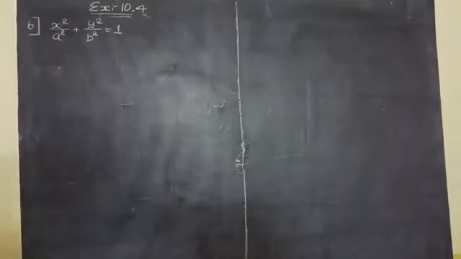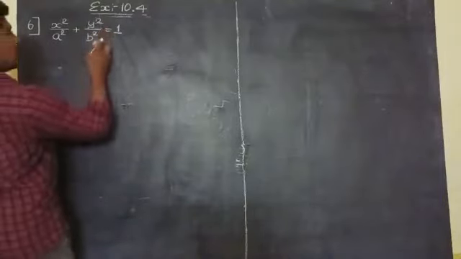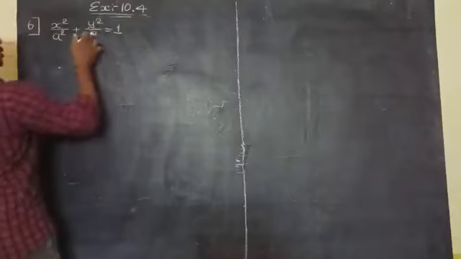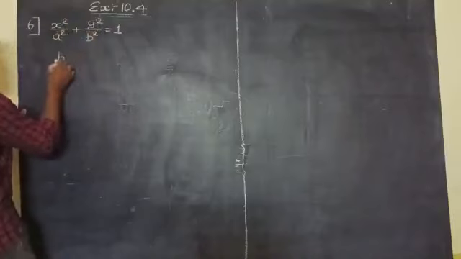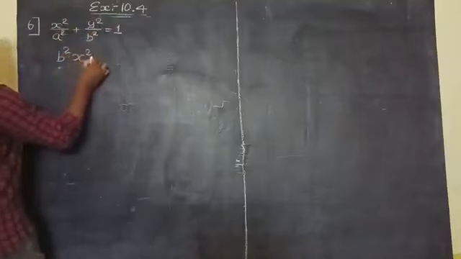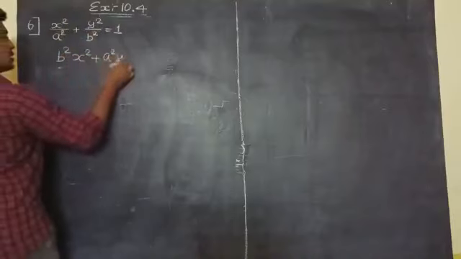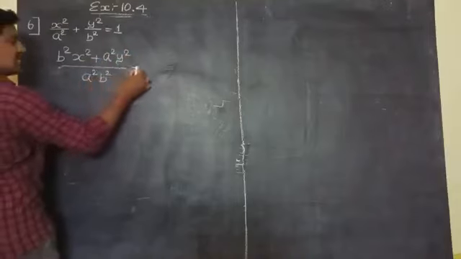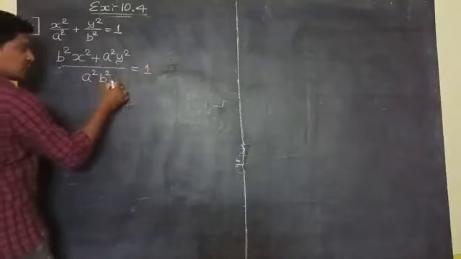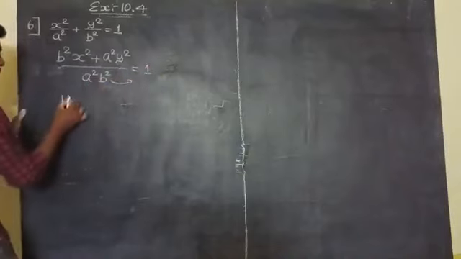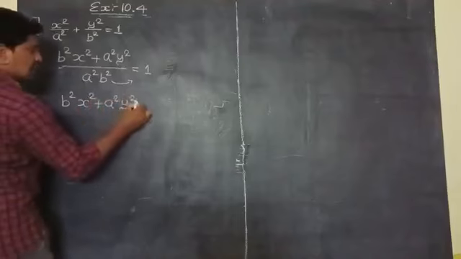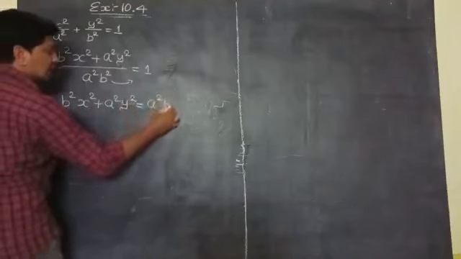Question number 6. Given x squared by a square plus y squared by b square equal to 1. The given problem can be written using cross multiplication, that is b square into x square plus a square y square divided by a square into b square, which is equal to 1. Denominator goes to right hand side, that is b square x square plus a square y square equal to a square into b square.